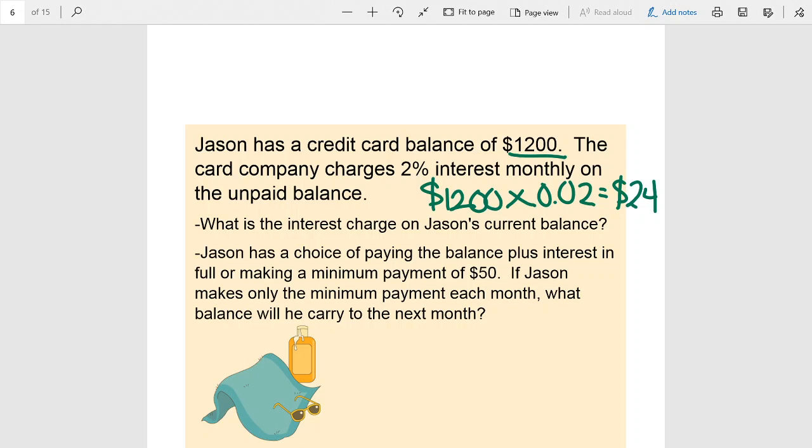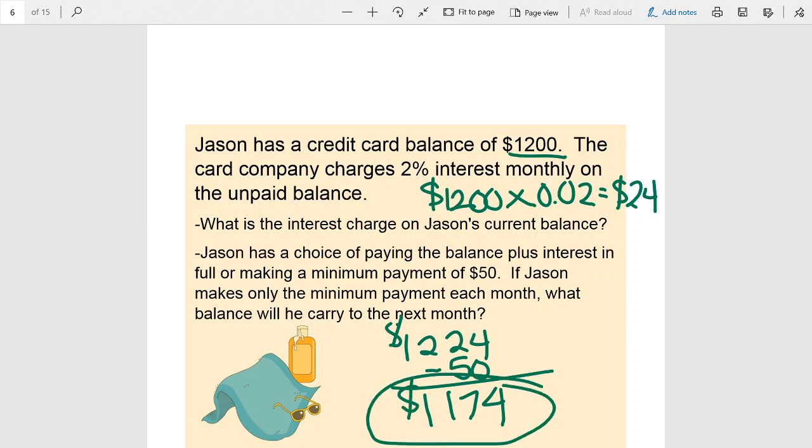Let's say he had to pay some hospital bills recently, and so he doesn't have the money to pay off the $1,200. He's just going to go for the minimum payment. That happens. Life happens. So if Jason makes only the minimum payment each month, what will his balance be that he carries over? Well, what we're saying is that if he has this $1,224 to pay, but he decides only to go for the $50, how much does he have to pay for the next month? Well, subtracting that, we would say his carryover balance is $1,174. That's what he would carry over to the next month if he only paid $50.